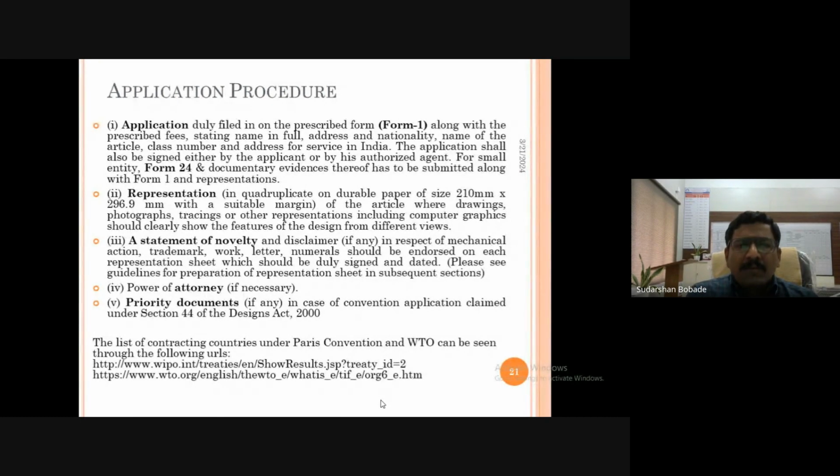Now for India, not only Indian citizens but also citizens outside India may apply. And for that, these are some typical URLs. By having these results, you can understand how we can apply from different countries as well. So with collaborative efforts, we can file the design patent through an international platform also.